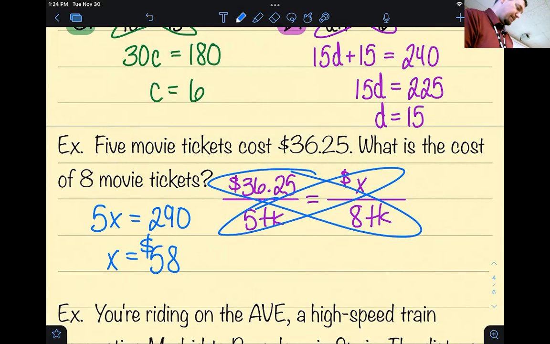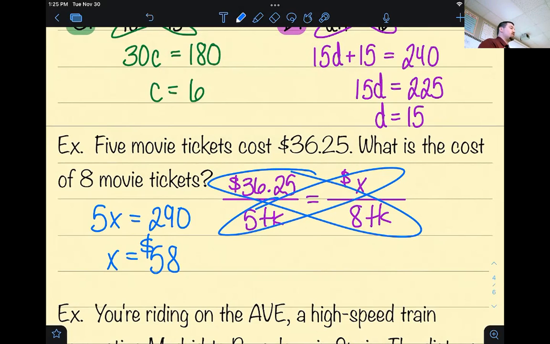Yes. I did 36.25 divided by 5 times 8. Okay, that works. That works, but on the quiz, it is going to ask you to write a proportion. Okay, just so you know. And so you have to get the points for that.